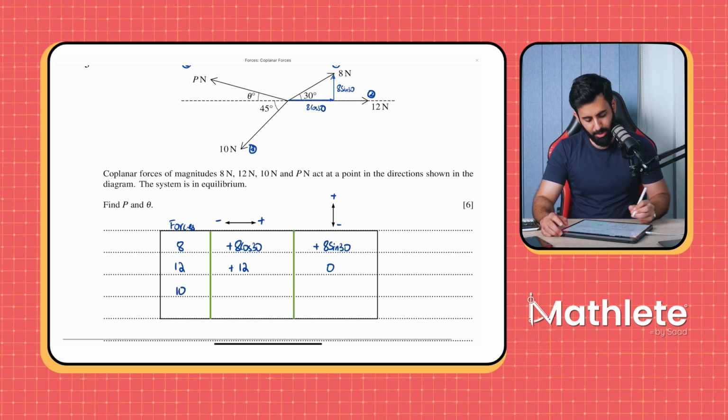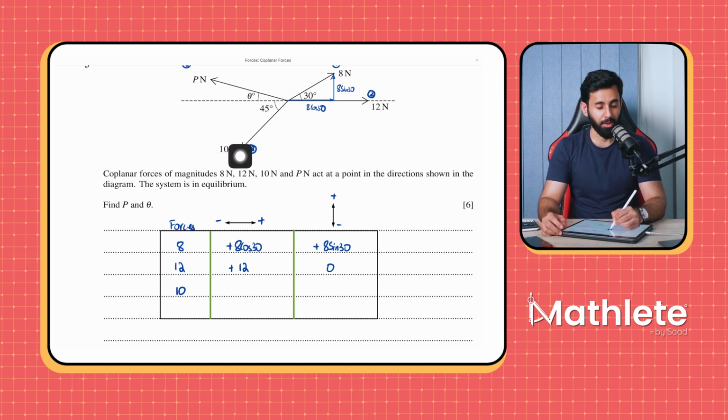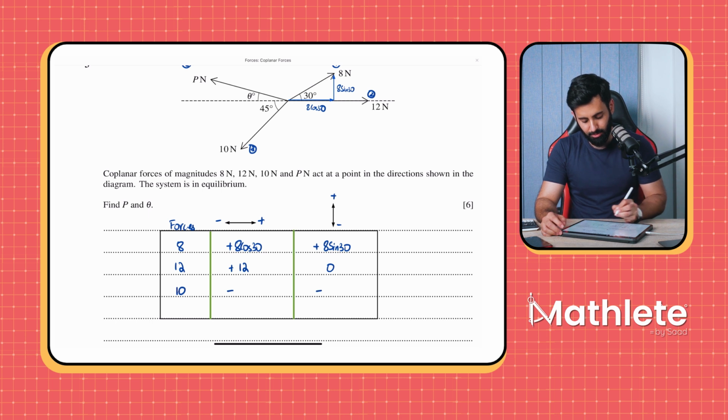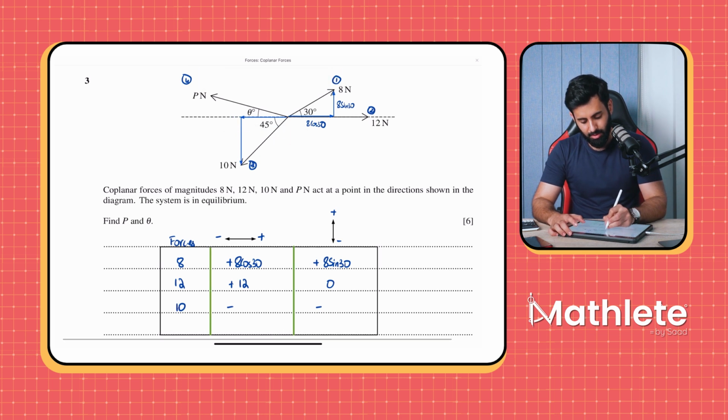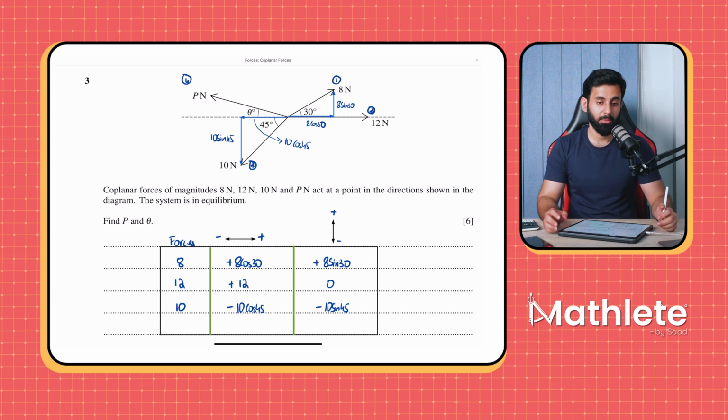Okay. Then let's talk about the 10 Newton force, which is force number 3. Now, again, if you plan a couple of steps ahead, you know that it will have a leftwards component and a downward component when you break it down. So that means both of them will be negative. Now let's look at the actual value of it. This component right here is going to be 10 cos 45. So let's write that down. 10 cos 45. And this is going to be 10 sine 45. And again, why do we have a minus sign with them? That's because they're both acting leftwards and downwards.